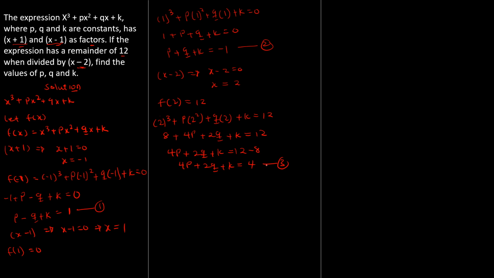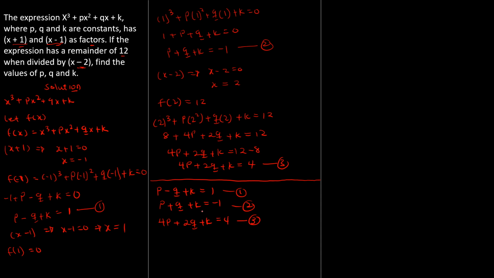So we have 3 different sets of constants. We have to find 3 different unknowns in these equations. So first of all, let me arrange them here. With my first equation, we had p minus q plus k is equal to 1, and that's my equation 1. And with the second equation, we had p plus q plus k is equal to -1. That's my equation 2. And with equation 3, we had 4p plus 2q plus k is equal to 4, equation 3. So these are the 3 equations that we had.